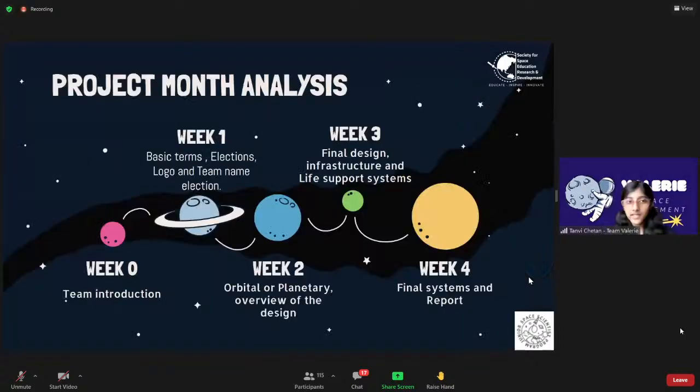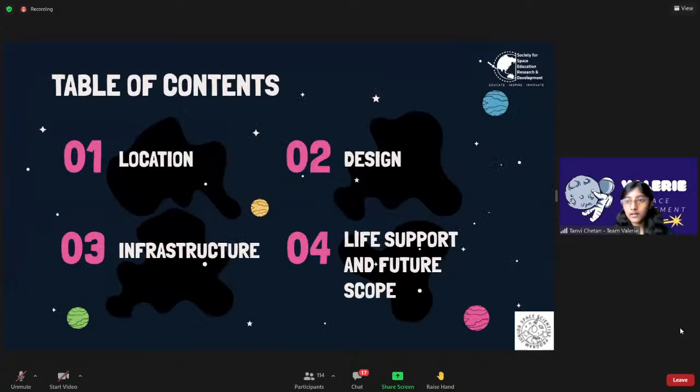Okay, so let us speak about the project month analysis. On week 0, we were introduced to our team. On week 1, we learned about the basic terms of a space settlement. We held elections for our logo and our team name. On week 2, we decided between an orbital or planetary settlement, and we had an overview of our design. On week 3, we finalized our design and worked on the infrastructure and life support systems. On week 4, we worked on the final systems and reporting. Now let's talk about location, design, infrastructure, and life support system.